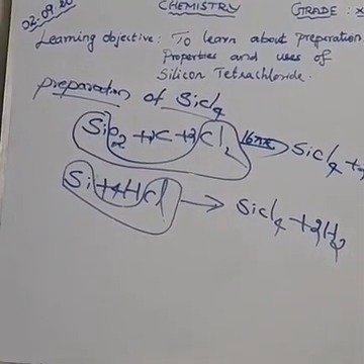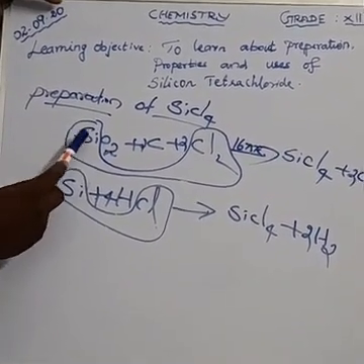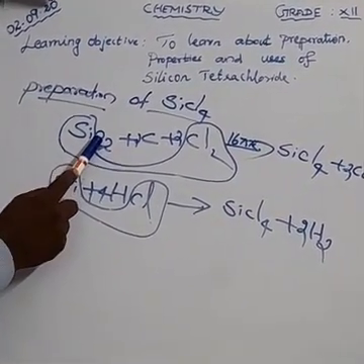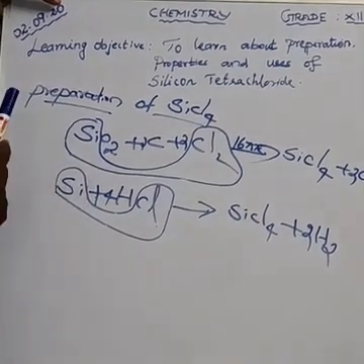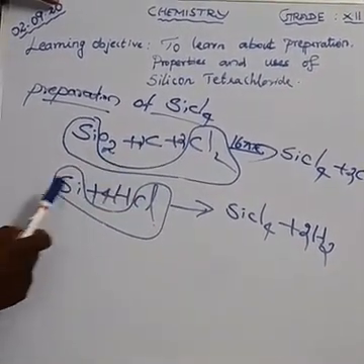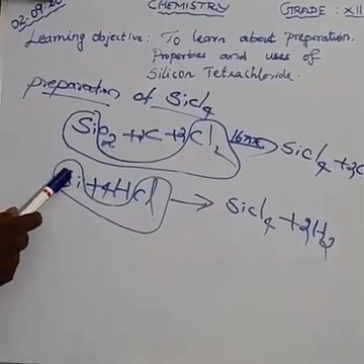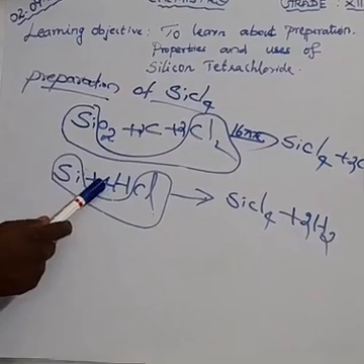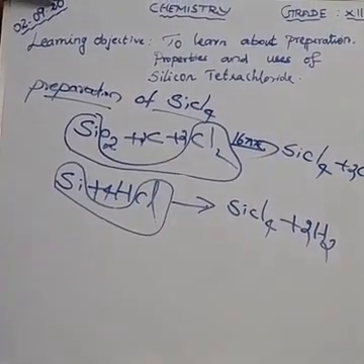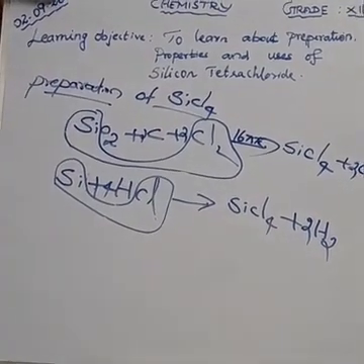Can you write the equation? I told you that silicon tetrachloride is prepared by passing chlorine over silica and carbon by heating at 1675 Kelvin. The second one, silica reacts with hydrochloric acid to form silicon tetrachloride and also hydrogen gas. Next one.